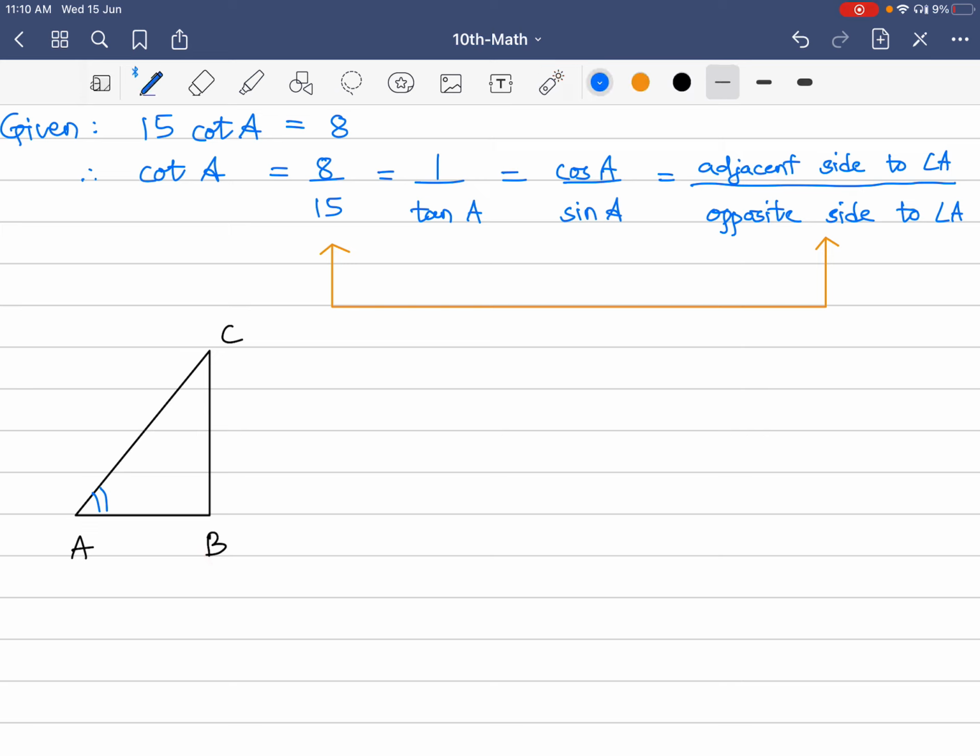So let me make a note here. Cot of A is going to be equal to the adjacent side to angle A, which is AB, the whole divided by the opposite side to angle A, which is BC. So that is equal to 8 by 15. So this is in fact my given. Now since AB and BC are in a ratio form, let's assume there is a common factor K between them. Let K be a common factor.